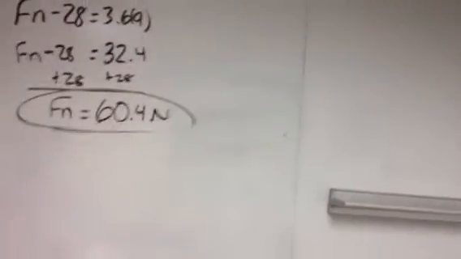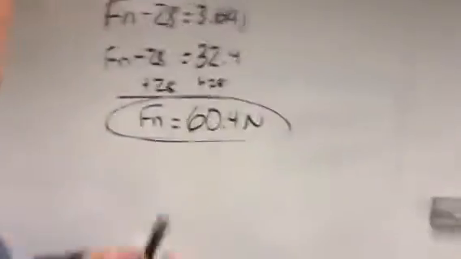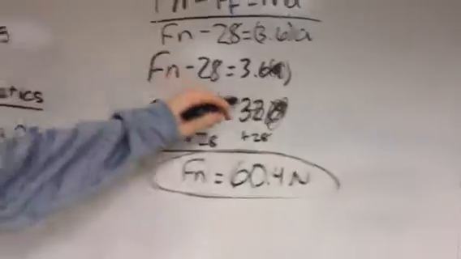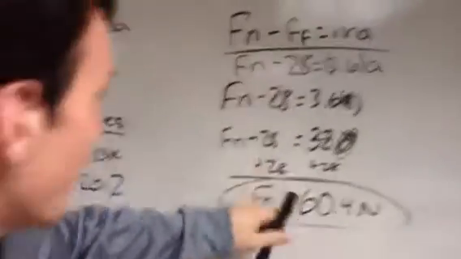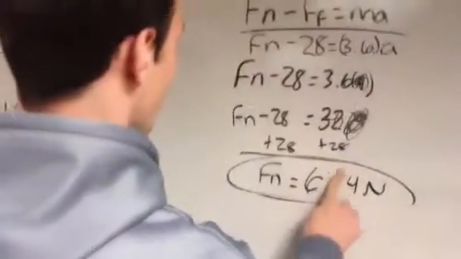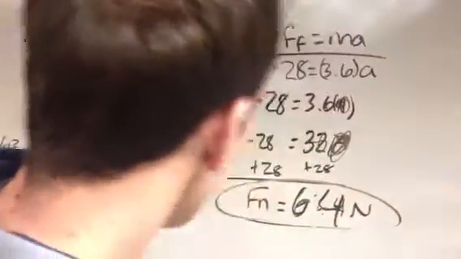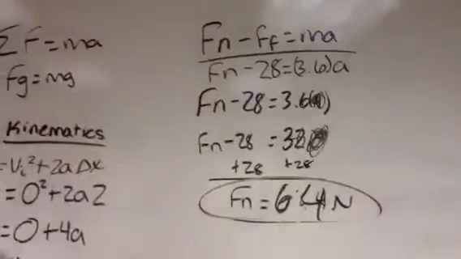But we can also change this by changing the acceleration, which would add the force. So if I increased the acceleration to 10, it would become 36 newtons, and 36 plus 28 is 64. So if we change the acceleration, it becomes 64 newtons.